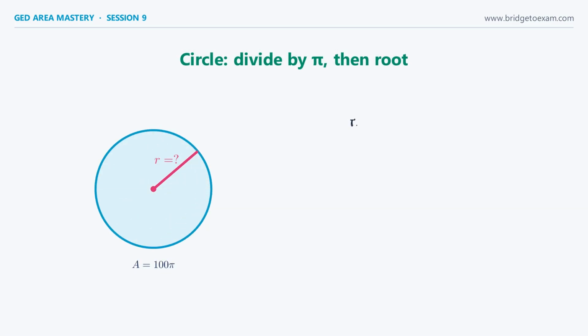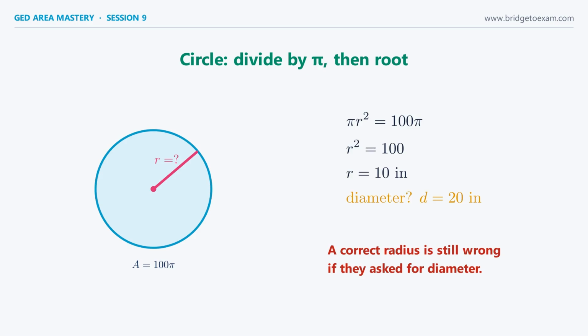For a circle, area equals pi r squared. Divide by pi, then take the positive square root. If the area is 100 pi, then r squared is 100, so the radius is 10. But read the final question. If it asks for the diameter, double it to 20. A correct radius is still a wrong answer if they ask for the diameter.